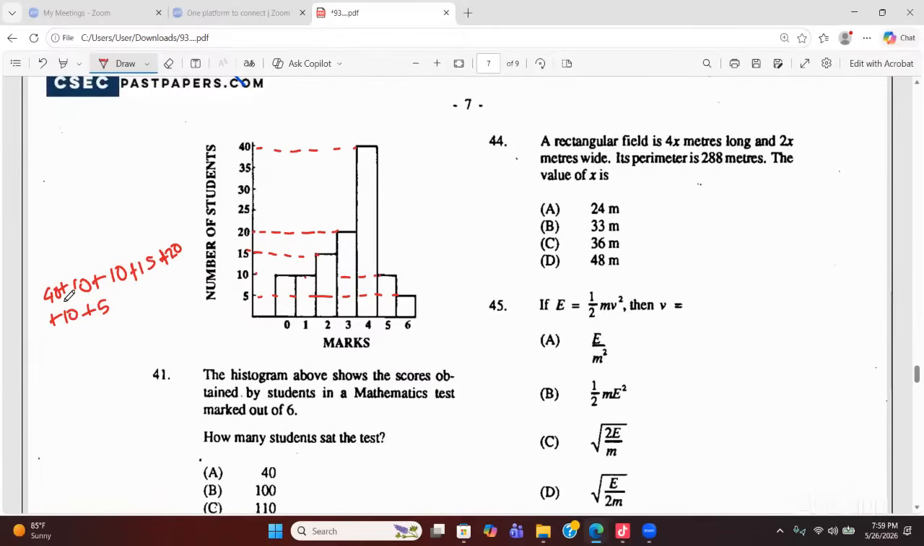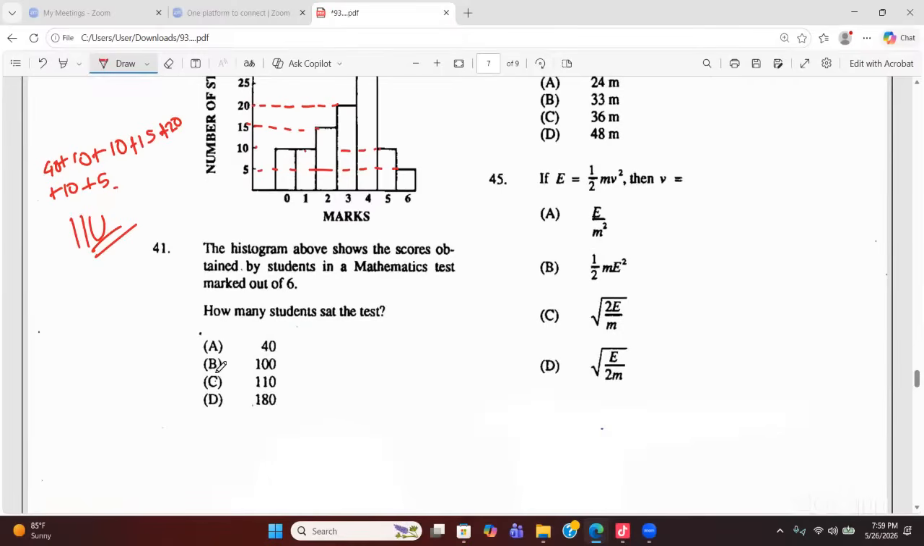So let's start off. 40 plus 10 plus 10, that's 60. 60 plus 15, that's 75. 75 plus 20 is 95. 95 plus 5 is 100, and 100 plus 10, 110. This gives a total of 110 if you're checking. So 110 is right here.